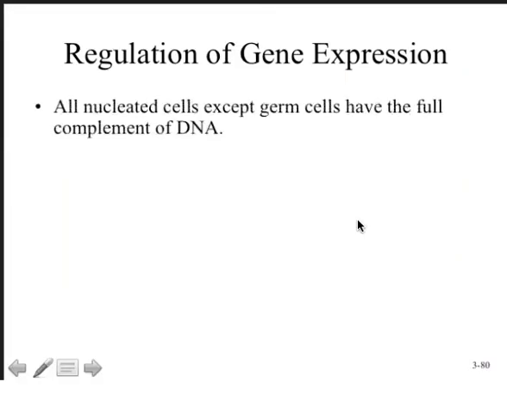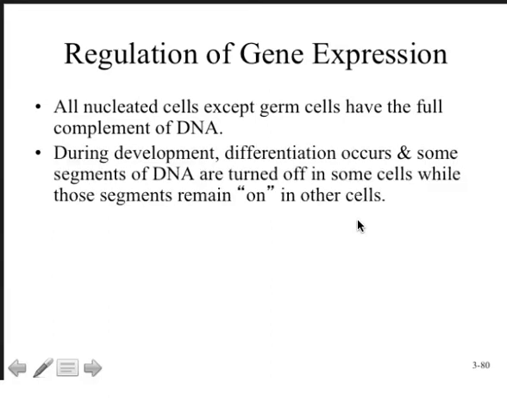Okay, all nucleated cells except for germ cells have a full complement of DNA. Remember that germ cells contain half the amount of genetic material as a normal body cell does. So in a human being, a sperm or an egg cell will contain 23 chromosomes, while a body cell will contain 46. The 46 is the diploid number, the 23 would be the haploid number.